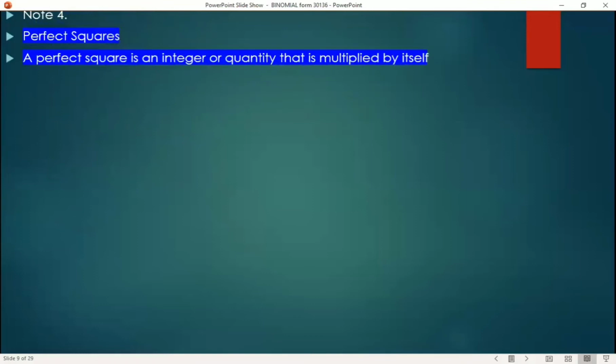Perfect squares. What are perfect squares? A perfect square is an integer or quantity that is multiplied by itself. If we have (a plus b) to the square, it means a plus b has to multiply by itself. That is, (a plus b) to the square is (a plus b) multiplied by (a plus b).